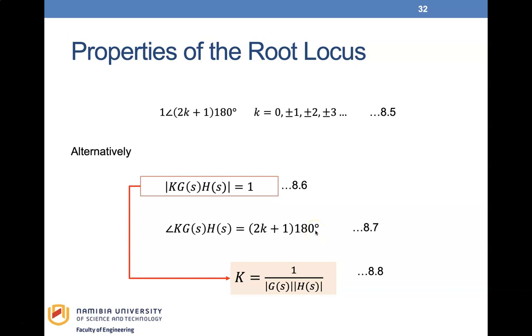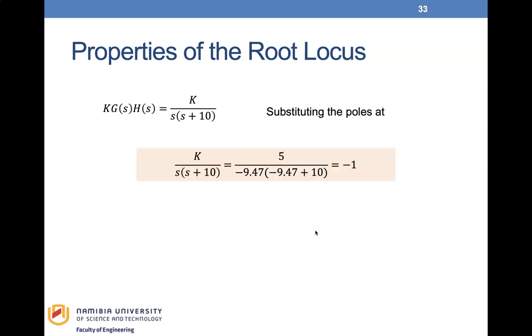What we have just discovered is that a pole of the closed loop system causes the angle of KG(s)H(s) to be an odd multiple of 180 degrees. Also, the magnitude of the open loop transfer function must be 1, implying that the value of k is the reciprocal of the magnitude of the open loop transfer function when the pole value is substituted for s.